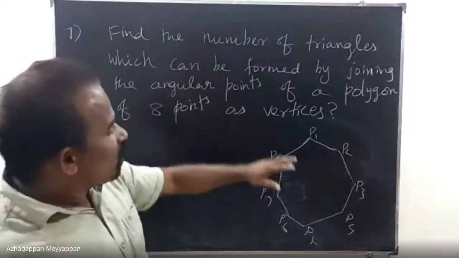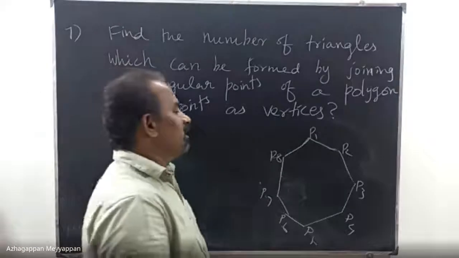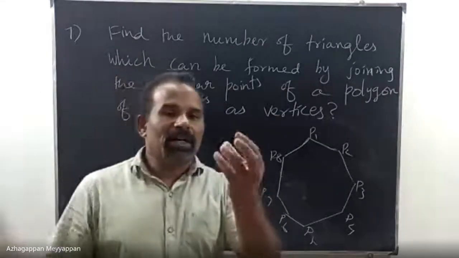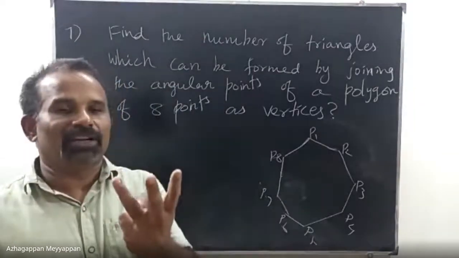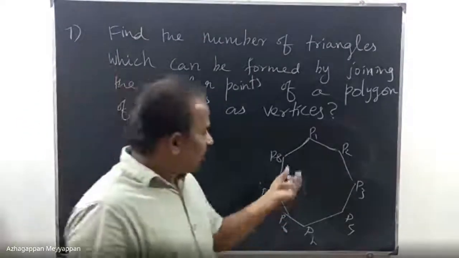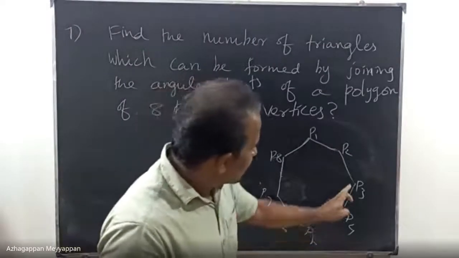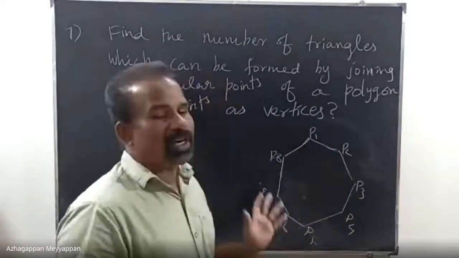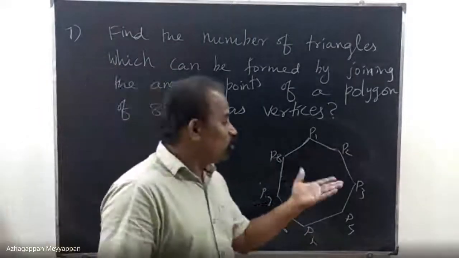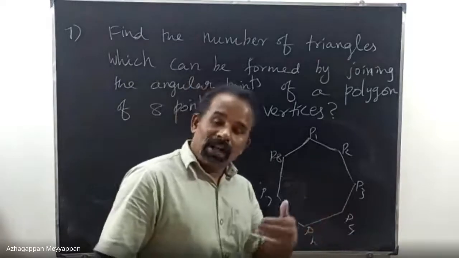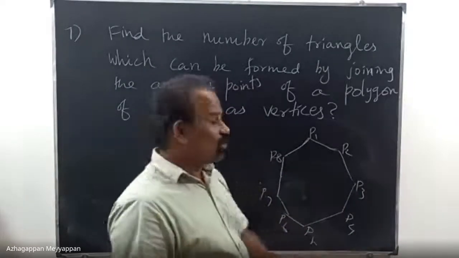The question is, find the number of triangles that can be formed. For each triangle, we need 3 points. For every 3 points, we can have one triangle. So here there is no order. P1, P2, P3 gives one triangle, and P2, P1, P3 is the same triangle. So therefore, no order here.